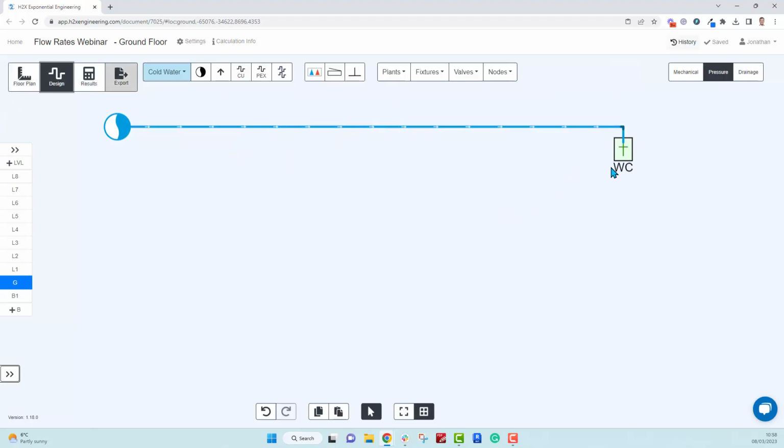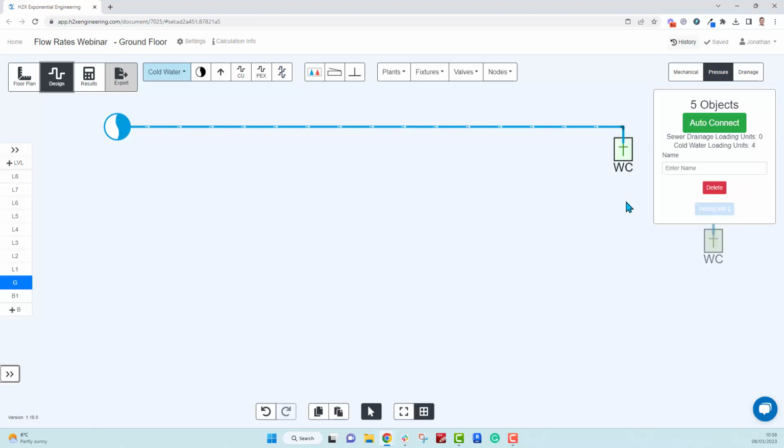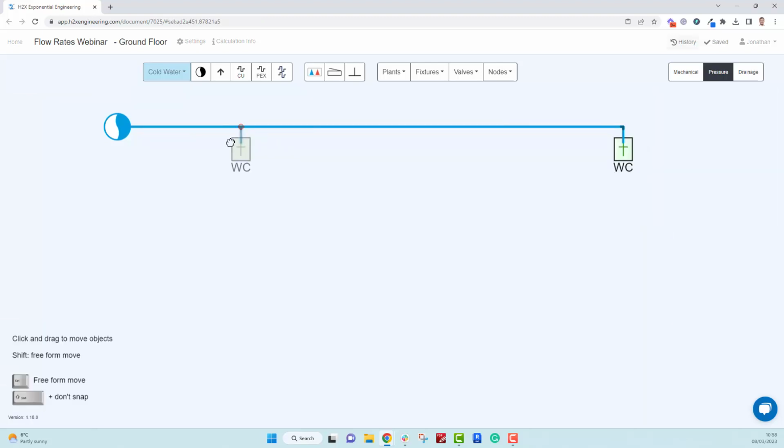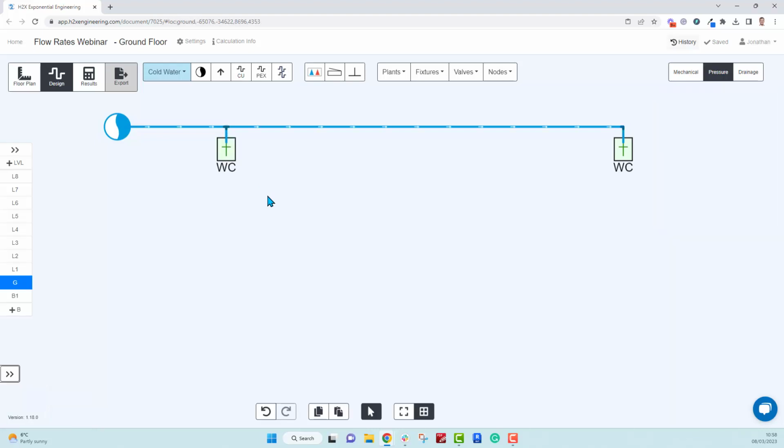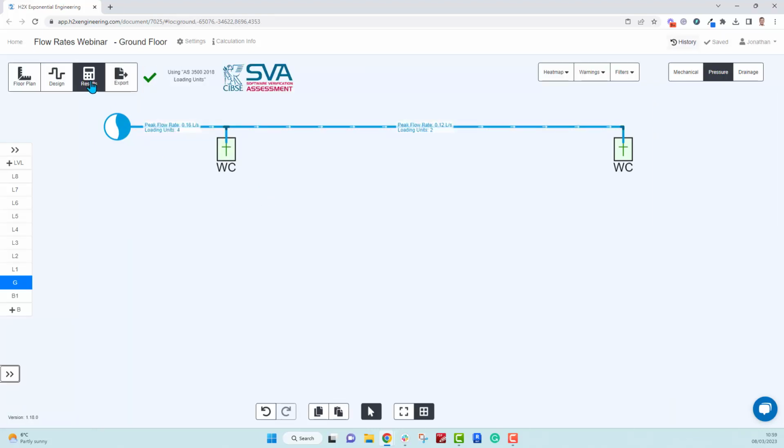Okay, so now I'm going to add one more WC, and while I do that, have a think what you expect to happen to the loading units and also to the peak flow rate. Here we can see that the loading units are linear, they've gone up. So 2 plus 2 is 4. However, it's the conversion to the peak flow rate that isn't linear. And we can see that that has only gone up 33%.